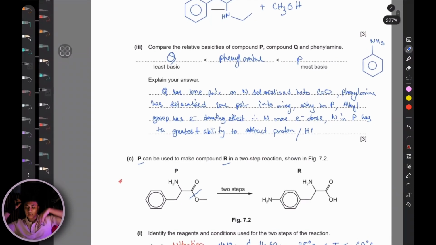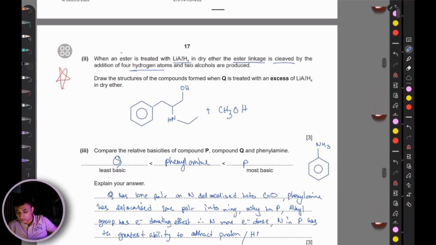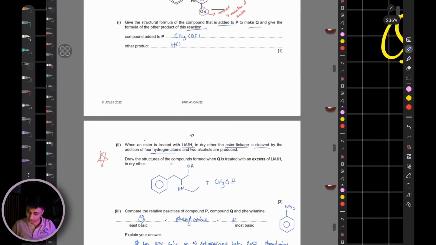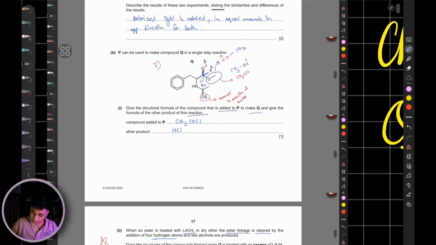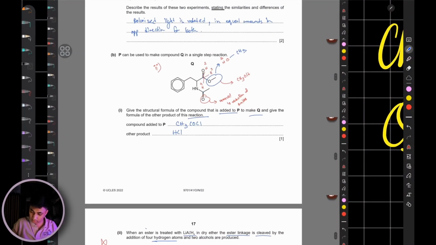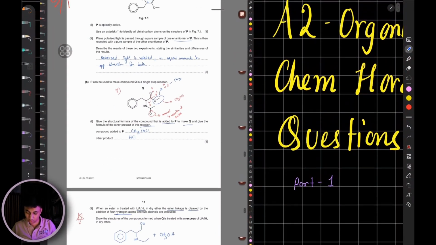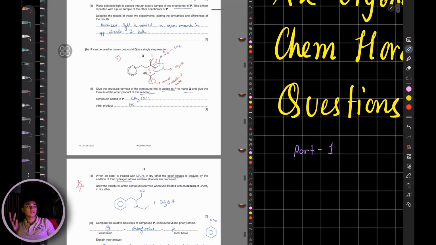Part 3 is going to be compare the relative basicities of compound P, compound Q, and phenylamine. This is your typical phenylamine, and they're asking you to compare. Oh, this is not Q, sorry. Q, and P, which is a better base? So for being a better base, you need higher density of electrons on the nitrogen atom to be able to pull electrons, right?